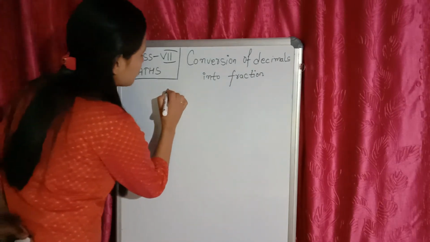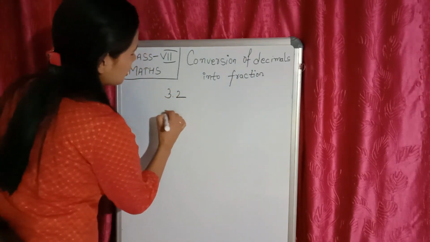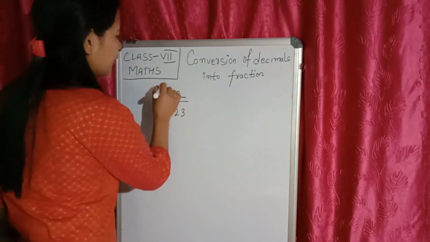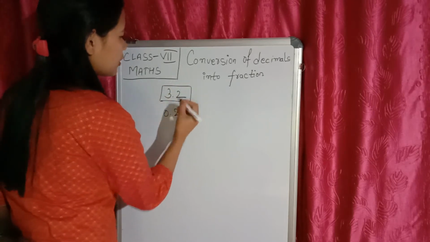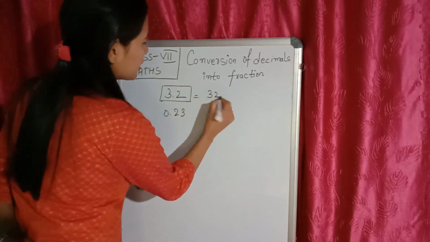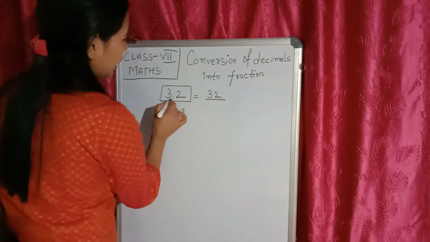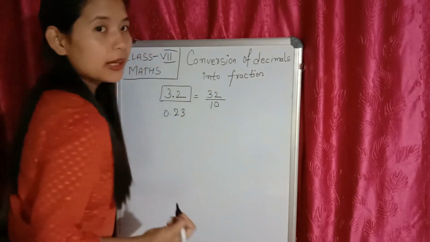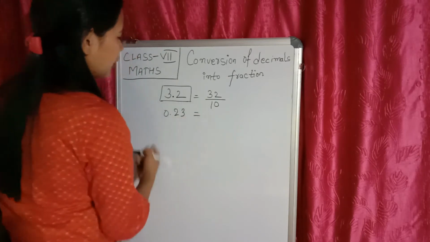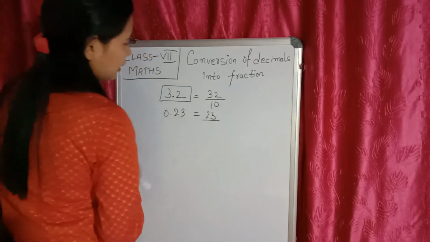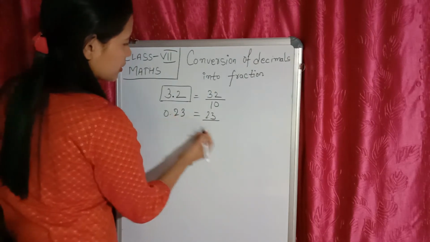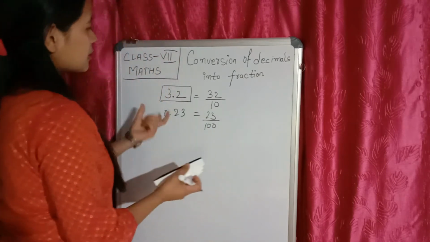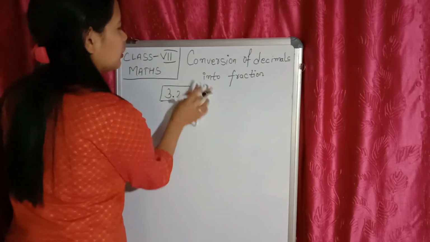If you have simple decimals like 3.2, 0.23, these decimals are very simple to convert. We can simply remove the decimal and divide by a power of 10. Here the decimal is placed after one digit, so we divide by 10. We have learned this earlier also. So this will be 23 divided by 100, because the decimal is placed after two digits. So the conversion of this type of decimals is very simple.